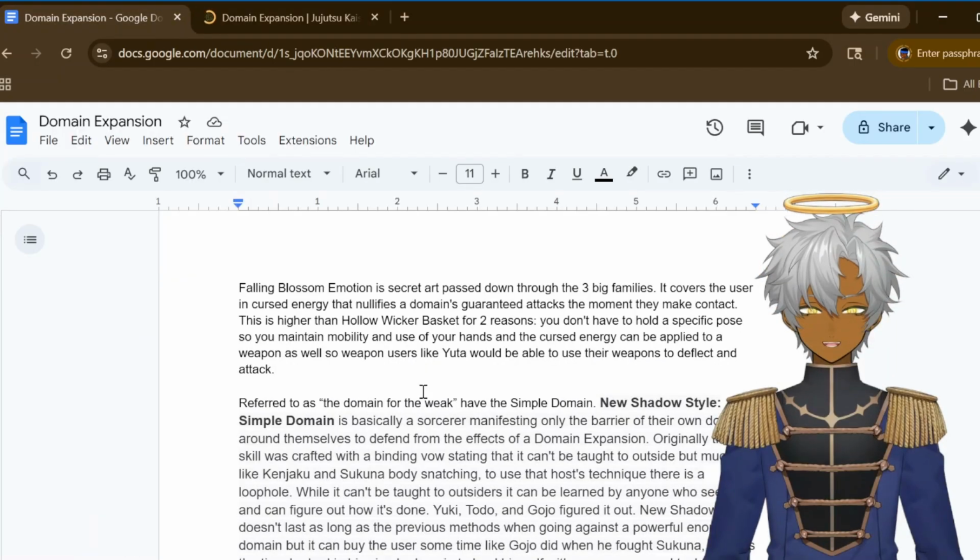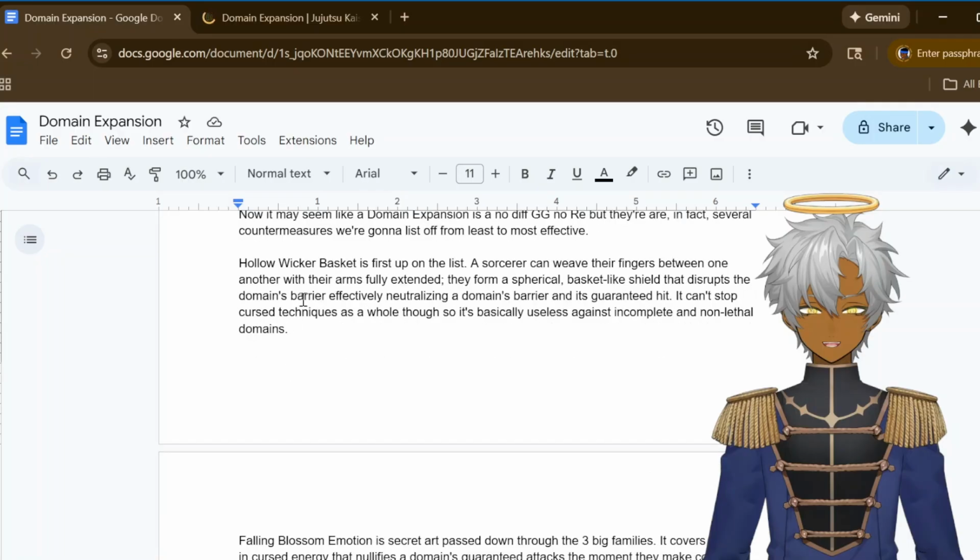So there are several techniques. One of them is called Hollow Wicker Basket. Hollow Wicker Basket is first up on the list. A sorcerer can weave their fingers, basically interlocking them between one another, to create a basket shape essentially with their hand, with their arms fully extended, and it creates a basket-like shield that disrupts the enemy's barrier. So pretty much anytime a barrier is opened inside of a domain, it disrupts what their domain barrier is and what it's made for.